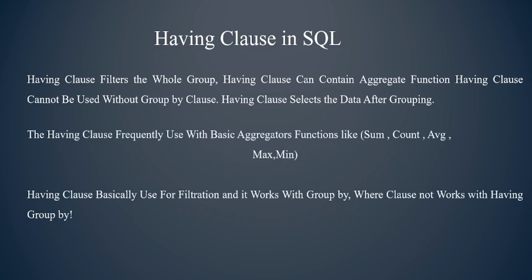And this HAVING clause is frequently used with aggregate functions like SUM, COUNT, AVERAGE, MAX and MIN. The HAVING clause works like a WHERE clause. We basically use the WHERE clause for filtering the data, but you cannot use the WHERE clause with GROUP BY, and the HAVING clause always works with GROUP BY.